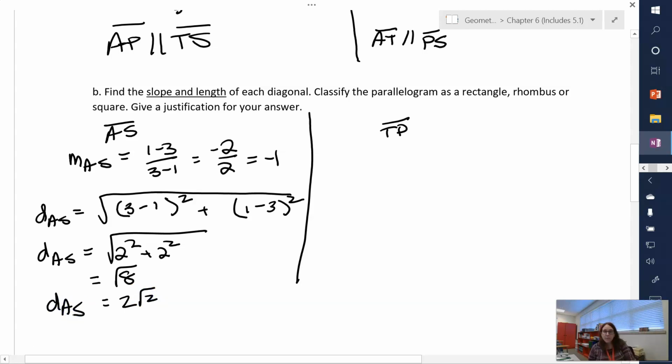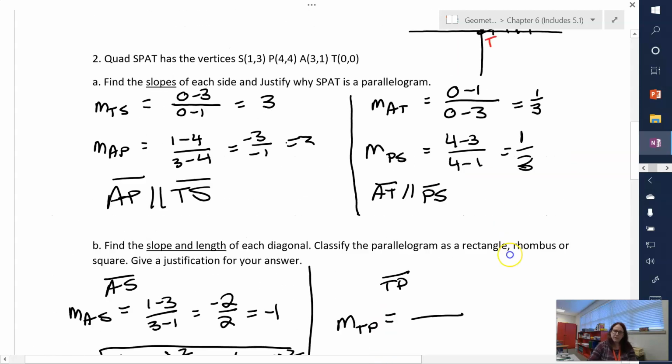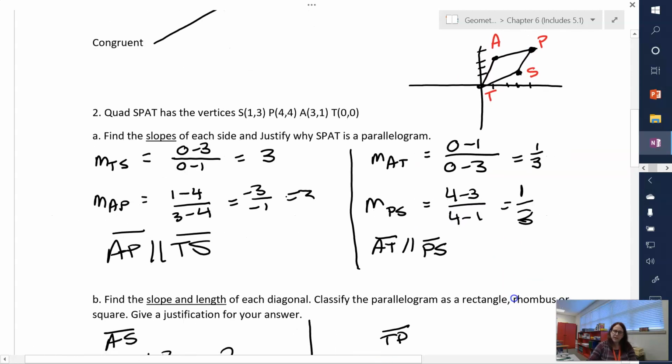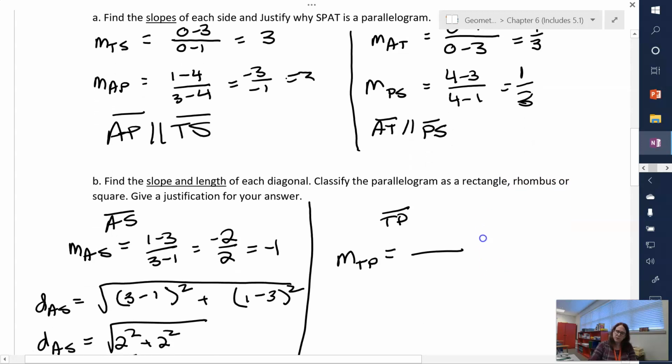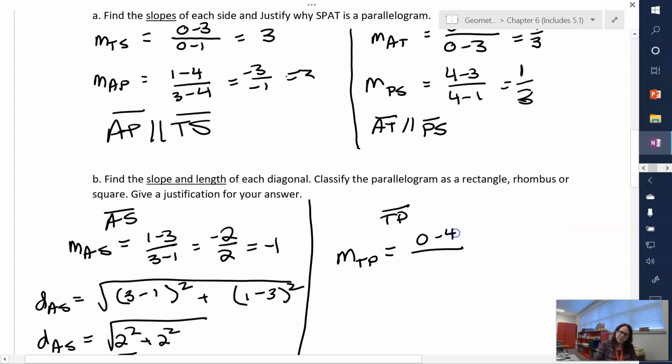All right, now for TP, let's get the slope of TP. So let's do y minus y over x minus x, so 0 minus 4 over 0 minus 4. So my slopes are matching, and then, that's weird, positive 1.